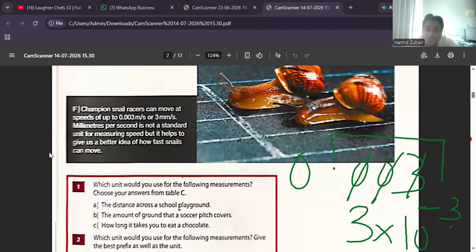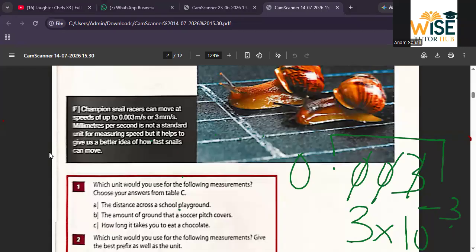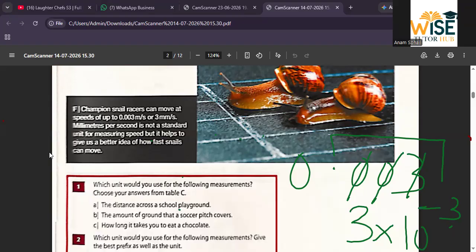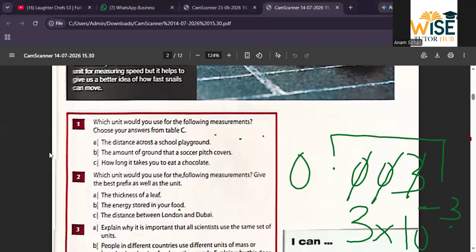No, that's fine. So that's why we can say that is millisecond. The snail is much slower, much lazier, so it is moving with a speed of 3 millimeters per second. It is not a standard unit for measuring speed, but it helps to give us a better idea how fast the snail can move. It means how slow the snail can move actually.